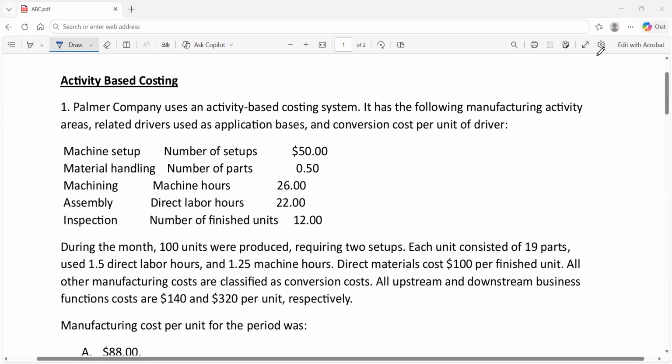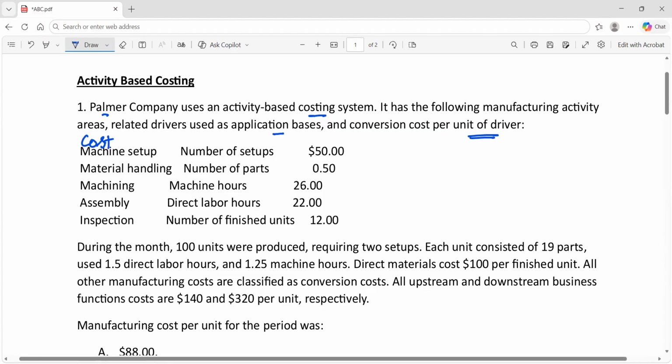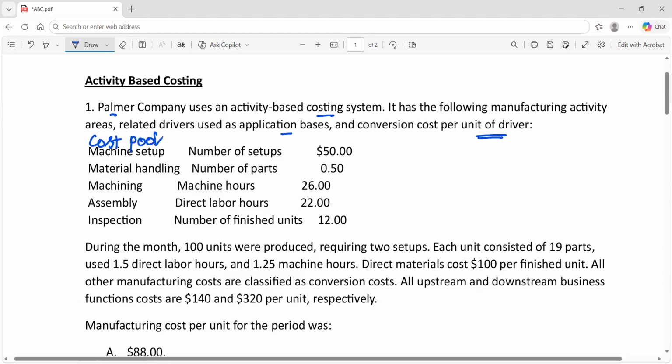So in this video, we will discuss a few questions on activity-based costing. The first question: Palmer Company uses an activity-based costing system. It has the following manufacturing activity areas, related drivers used as application basis, and conversion cost per unit of the driver. So here you can see different activities or cost pools that are given. And for each cost pool, there is a cost driver that is given, and the driver rates are also given.